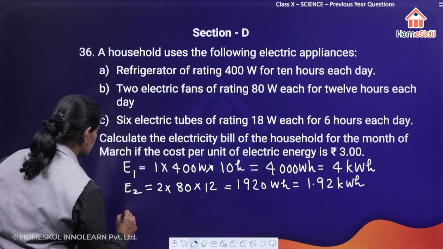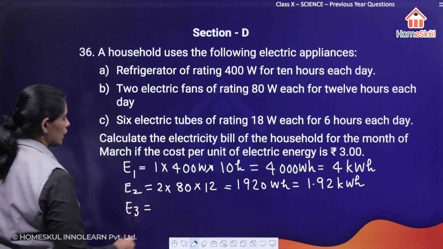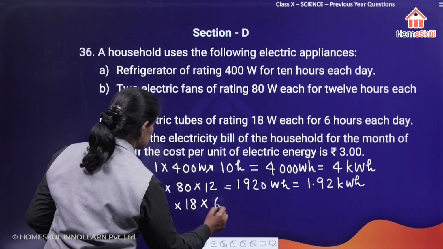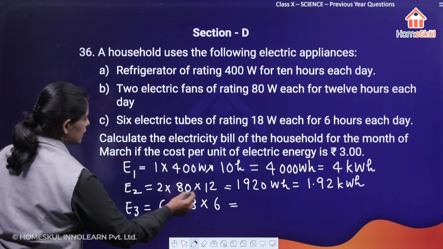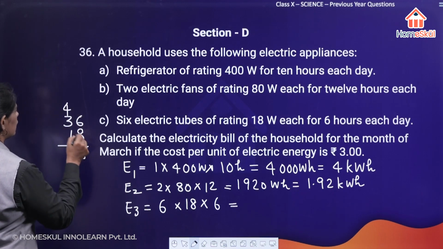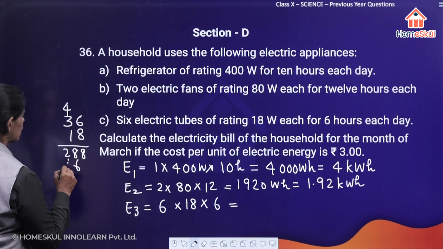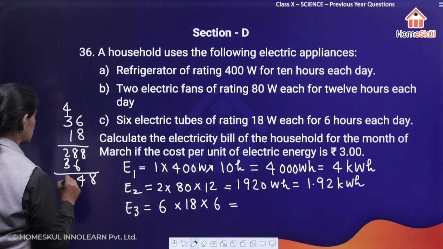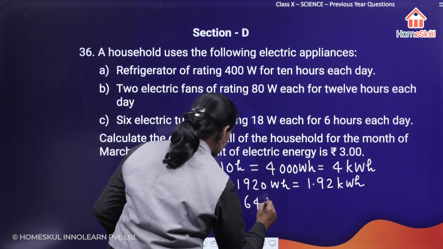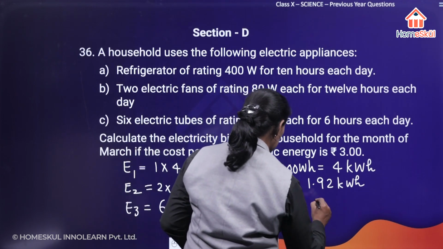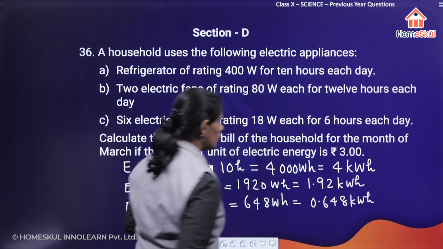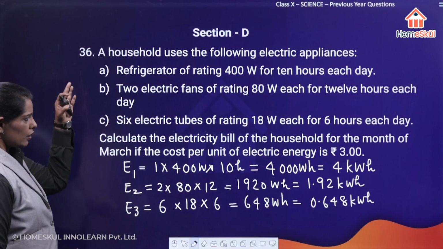Third one is electric tubes. So the energy E3 comes out to be 6 electric tubes, 18 watt each, and runs for 6 hours. Okay, so we have 6 into 6, 36 into 18. So what do we get? It's 648. So we get the value here as 648 watt hour, or in kilowatt hour we will have 0.648 kilowatt hour. Okay, so these are the energies used by the appliances which are given.